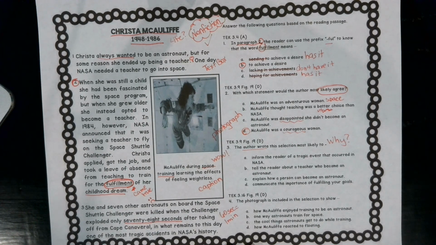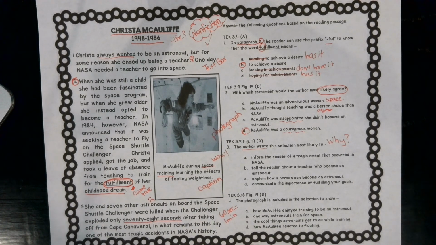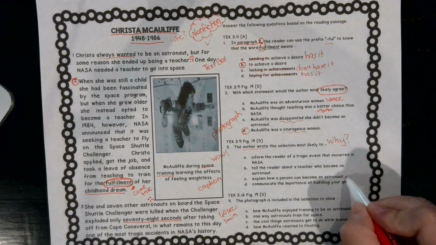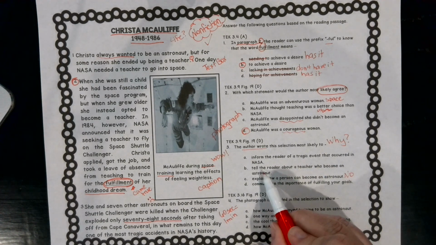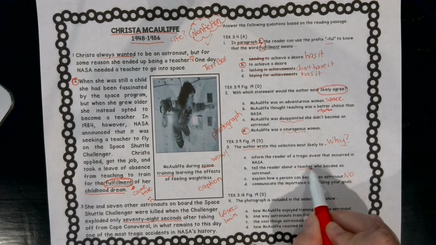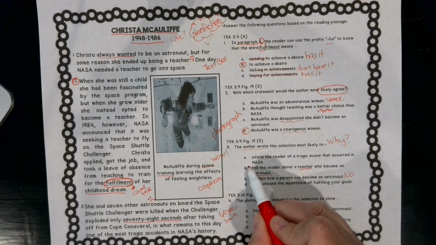Look at that. They've got the fact that she was a teacher first and then was an astronaut. Explain how a person can become an astronaut. I don't think they did a good job of telling me how I could go be a teacher in space. Communicate the importance of fulfilling your goals. Well, I do think she's an example of somebody that is a great role model for it, but I don't think that's why the person chose to write this. I think that the best answer was to tell me about a teacher who became an astronaut.